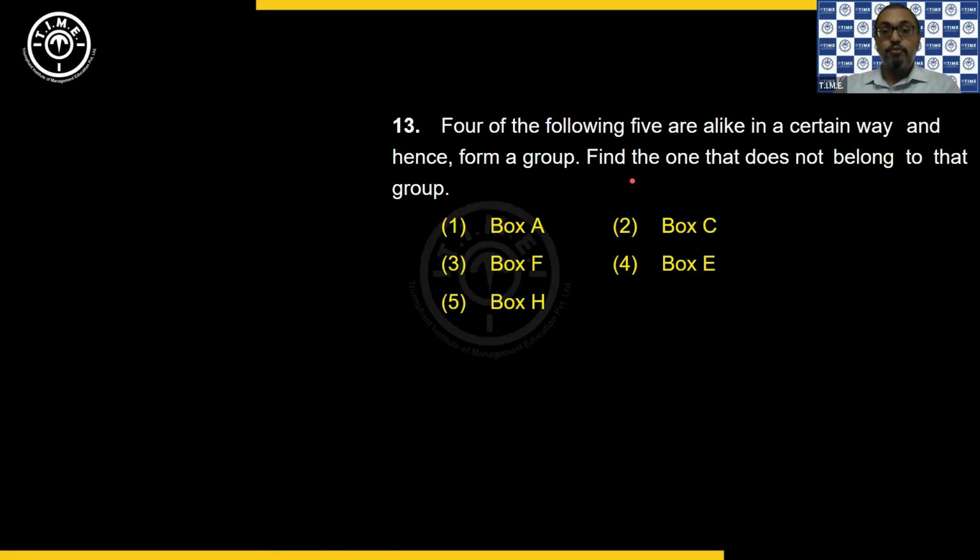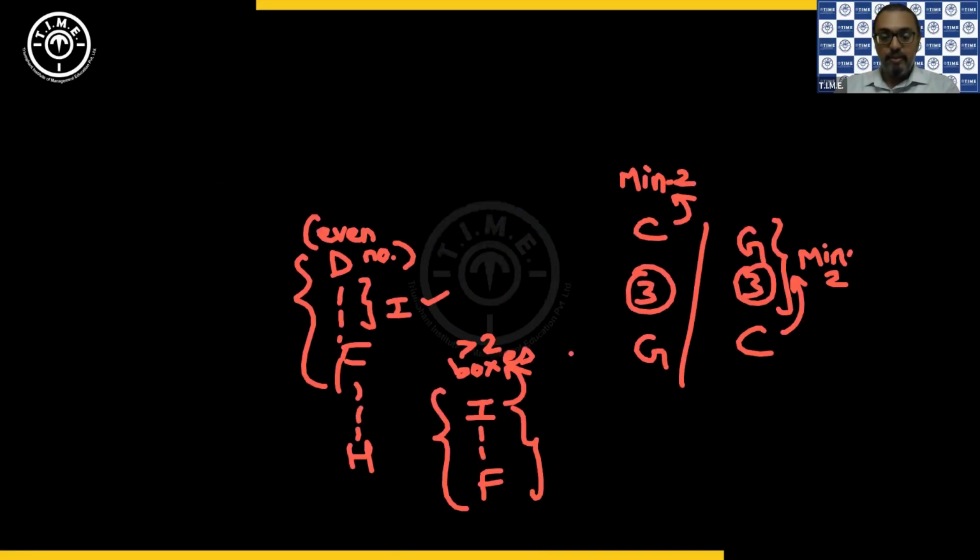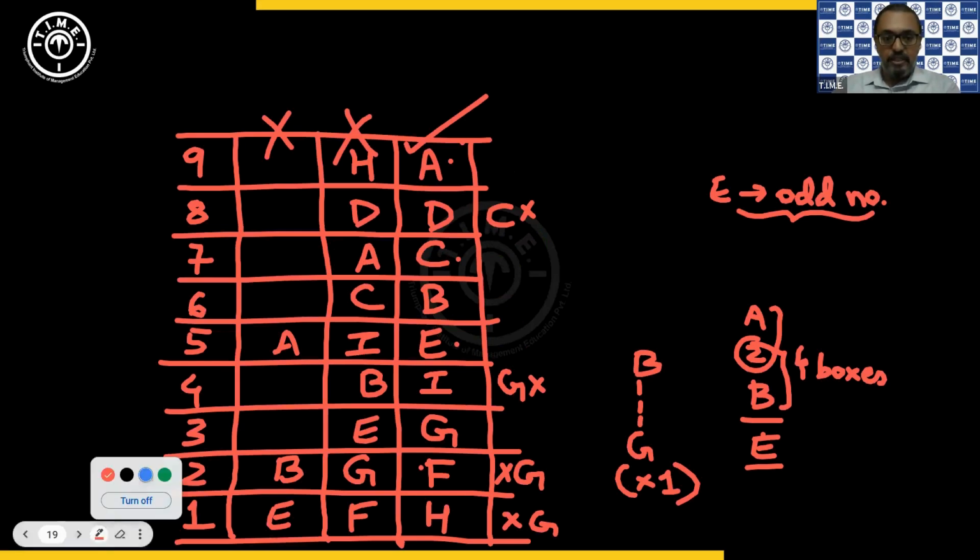Then 4 of the following 5 are alike in a certain way and hence form a group. Find the one which doesn't belong to the group. So it's an odd man out question or a classification. So I need to see which among these is not belonging in the group. So we have A, C, F, E, H. So let us check.